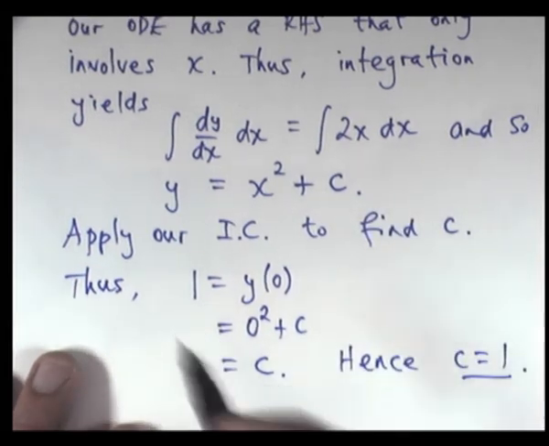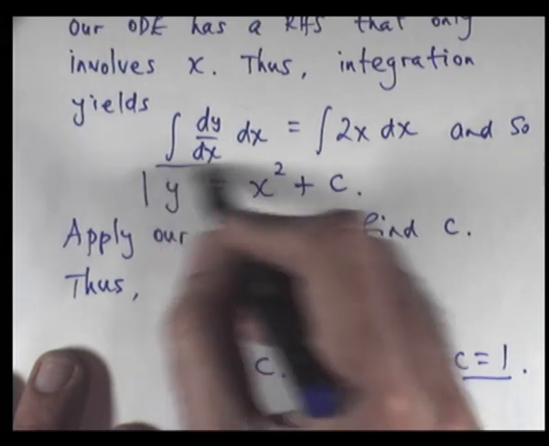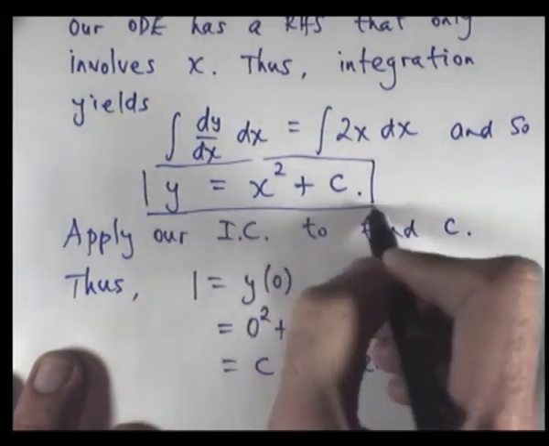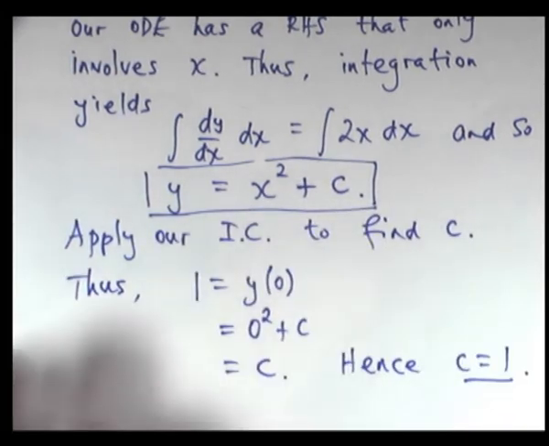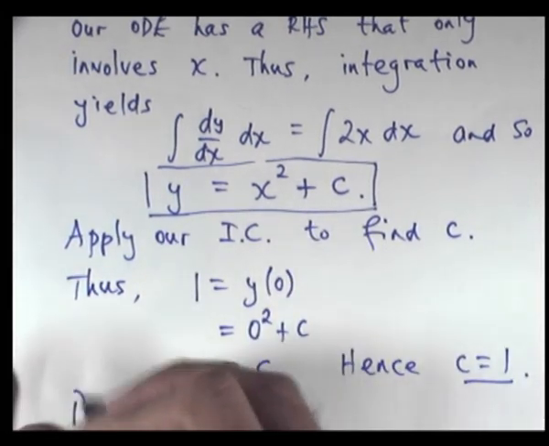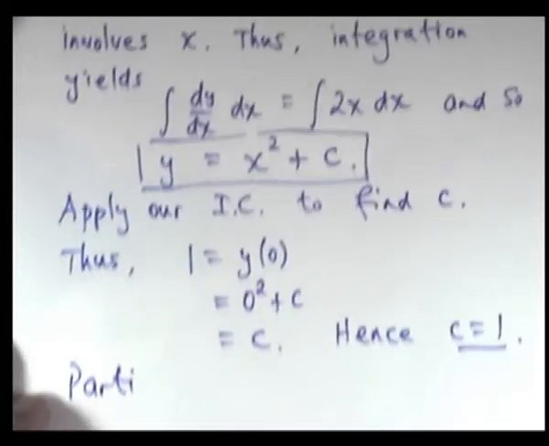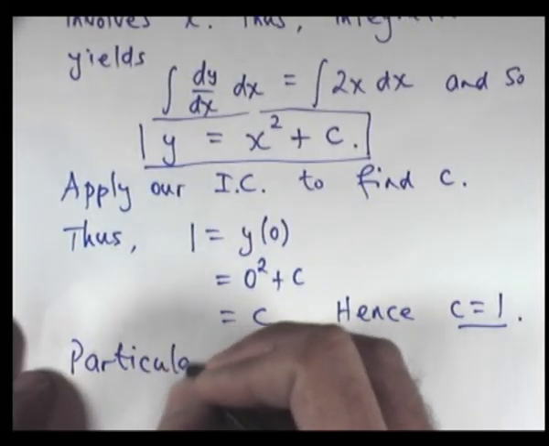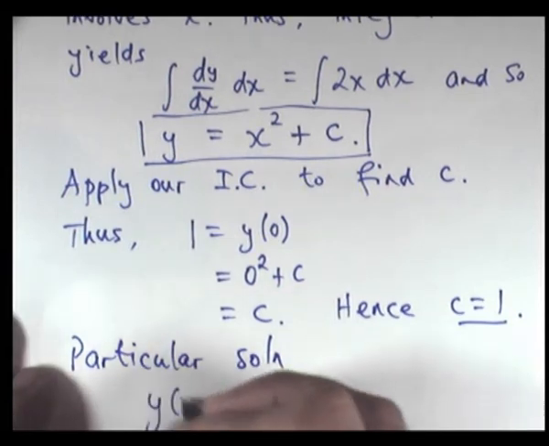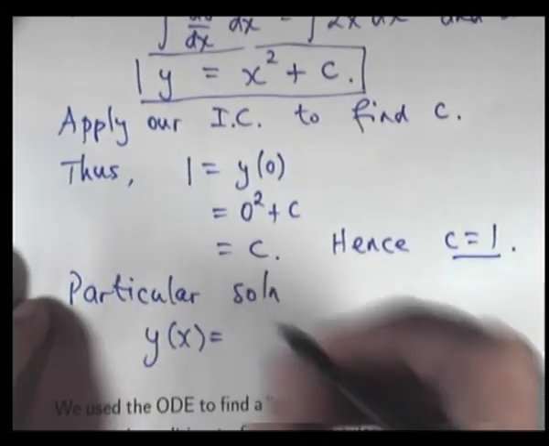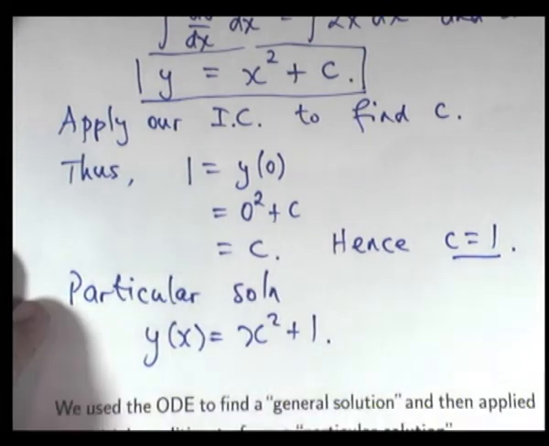So what I can do now is return to my general solution, substitute in c equals 1, and write down a so-called particular solution. It's going to be x squared plus 1.